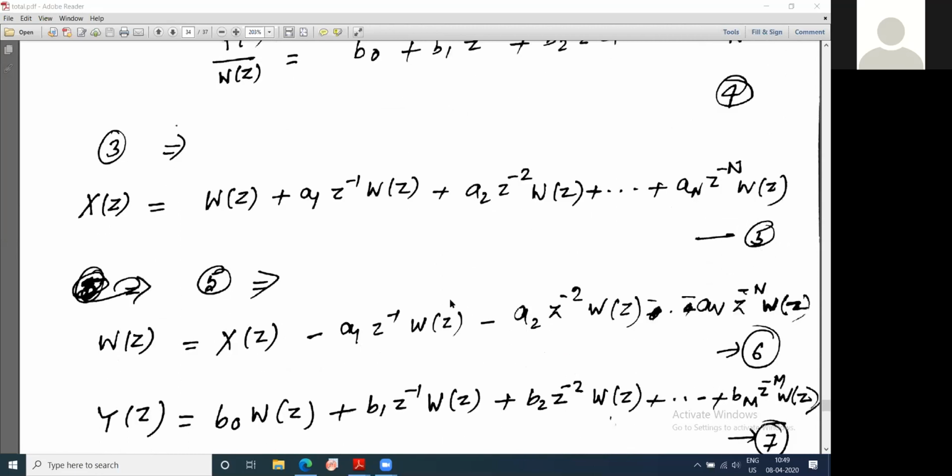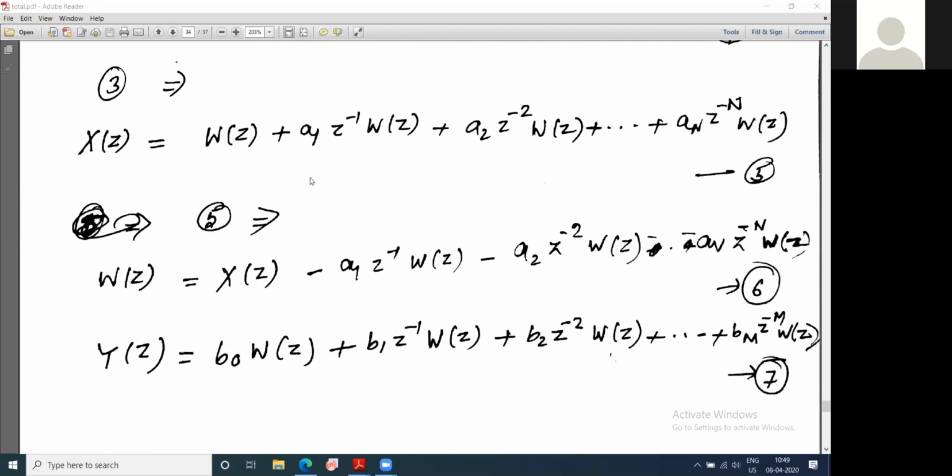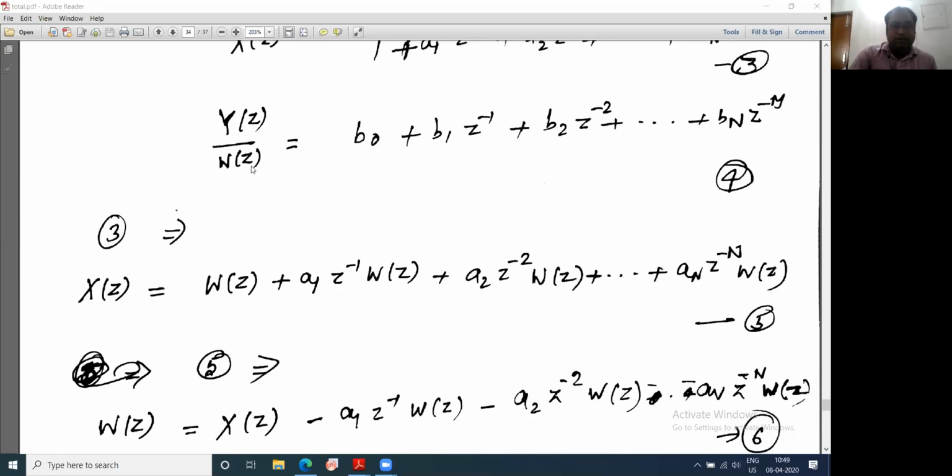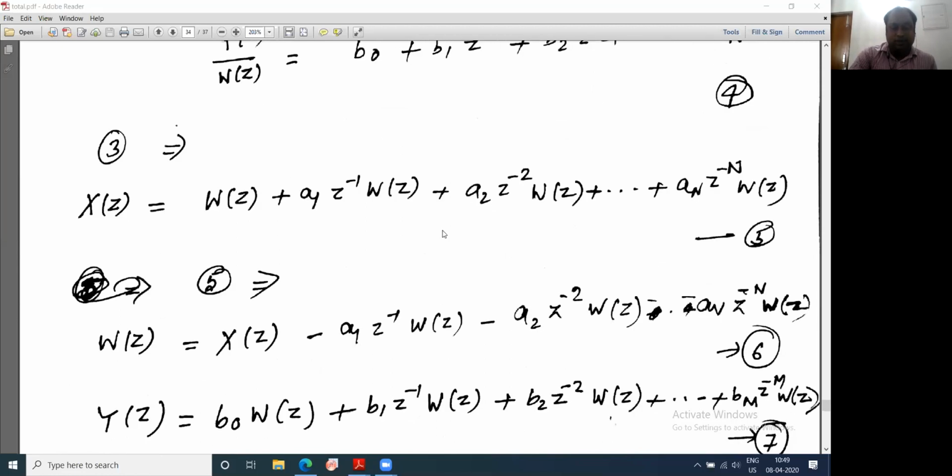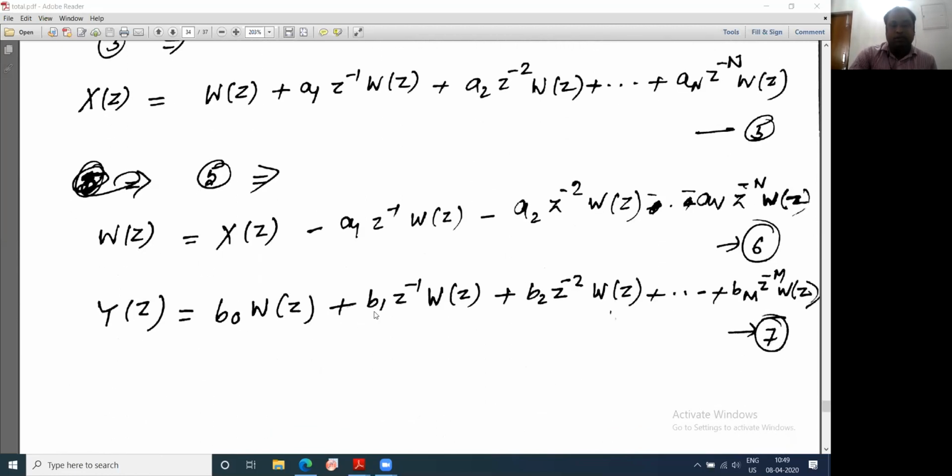Now, from 5, I am finding the expression for W(z). If I want to find W(z), it is X(z) minus all these things. This is our equation number 6. Now, you see here, Y(z) equals W(z) multiplied by the whole thing. That is equation number 7.